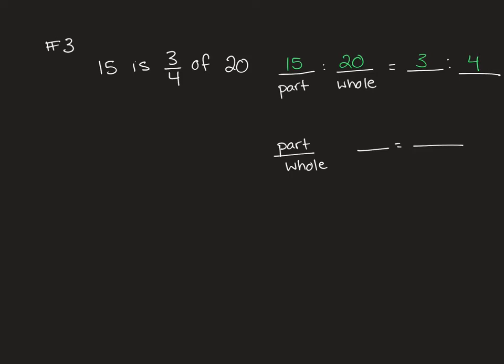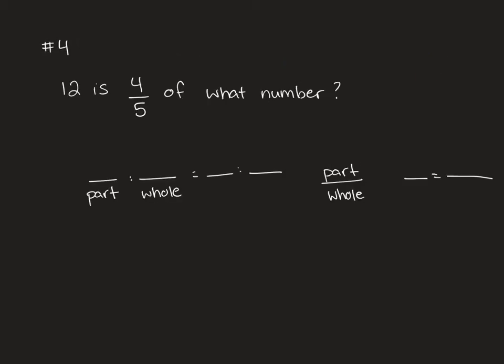So our first fraction would say 15 over 20, and our second fraction will say 3 over 4. So it's all the same kind of pieces, we're just moving them together differently. The difference for question 4 is we're going to be dealing with a missing piece of information, and we can represent that using a question mark.